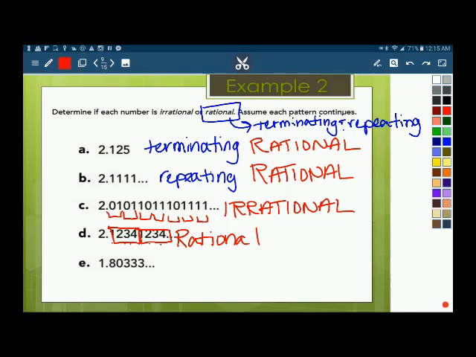And then for part E, it does say in the definition of rational for the repeating decimals that it just has to eventually repeat. So even though the 8 and the 0 do not repeat, the 3 eventually starts repeating. So I can actually write this as 1.803 with the repeating bar just over the 3. Okay, if it eventually repeats, that is rational.